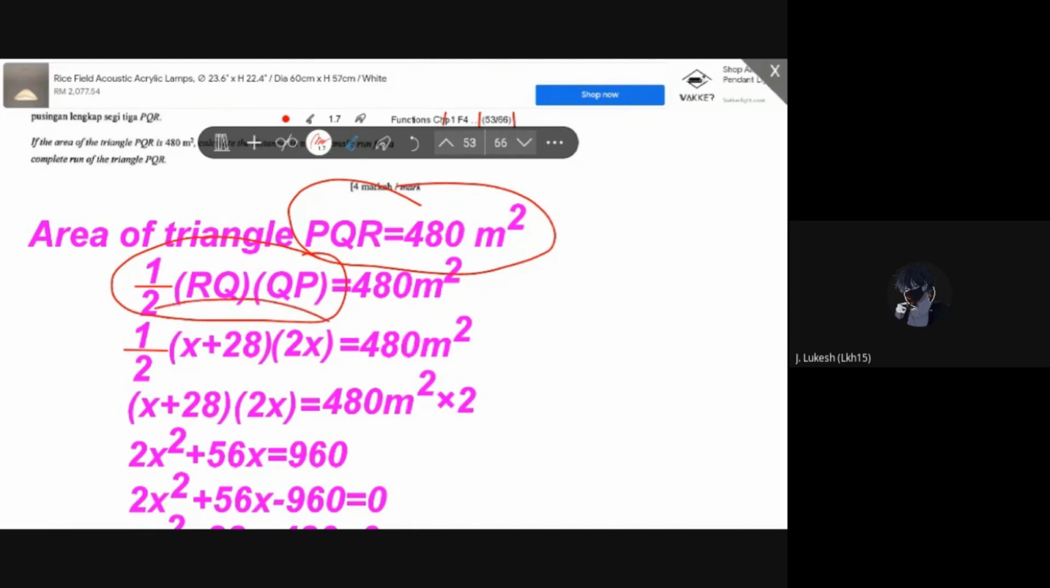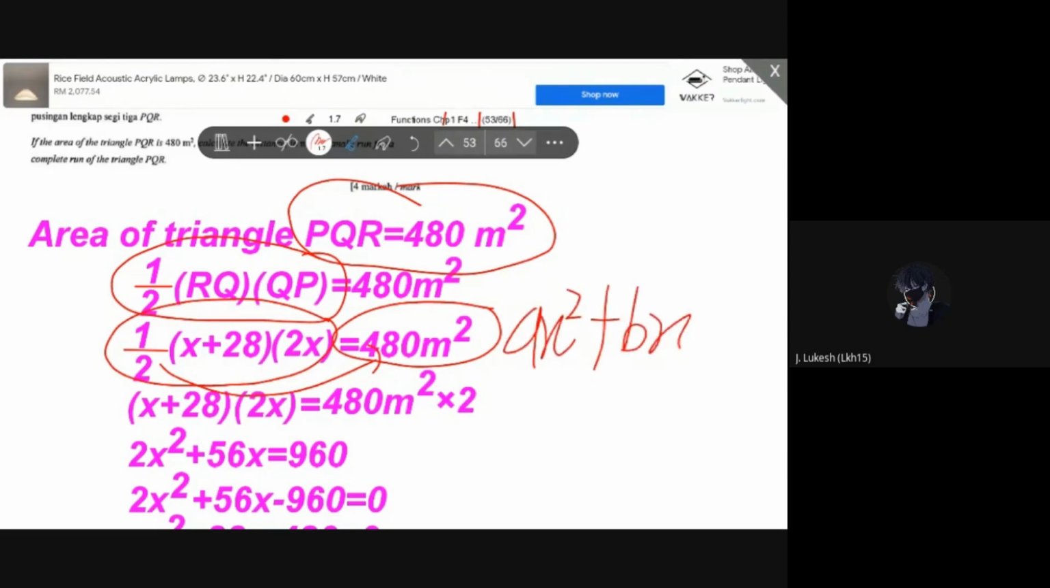So kamu perlu gantikan nilai-nilai ini. X plus 28 and 2X equals 480. And then kamu boleh pindah yang ni. So dari sini kamu kena mahir dah untuk algebra kamu. Macam mana kamu nak cari nilai X. So you need to arrange the equation in the general form. Then only you can apply your method of simple factorization, pemfaktoran untuk dapat nilai X. Okay? So, bila 1 per 2 pindah kat sini, akan jadi darab tau. Jangan confuse. Jangan bagi 2 pula. Okay? So, you will get 960.